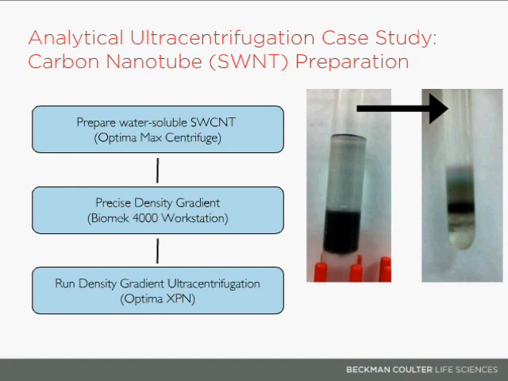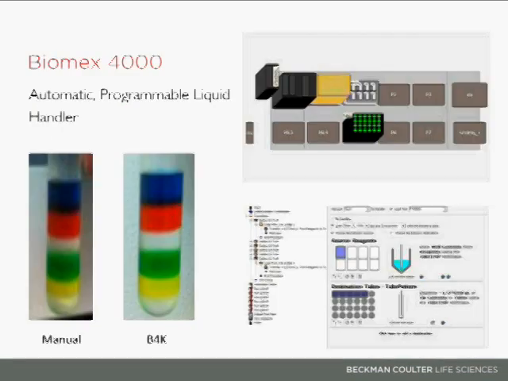So here, using the Biomex 4000, or Biomex, I believe is the plural for that, we were able to create this density gradient for the carbon nanotube separation. And we compared this to what can be done manually just by using food-colored solutions of different density gradients. We put them manually by hand in the tube, compared that with the Biomex 4000.